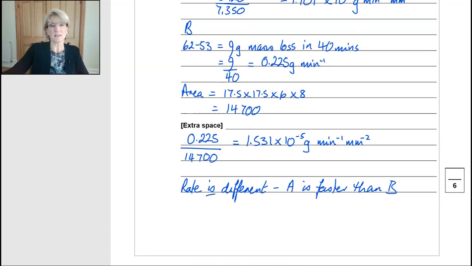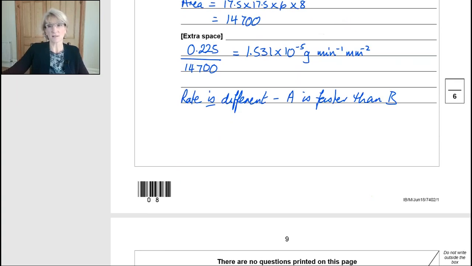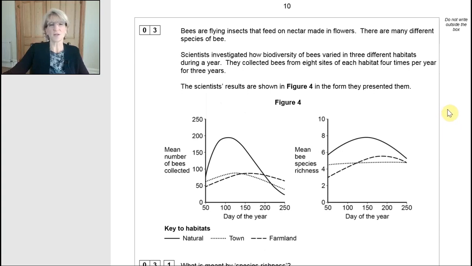Whereas B, the rate of loss was this. If we did the same scenario, now notice the rate of loss in B is the size of the area of the cubes, but it's times 8 because of course there were 8 smaller cubes. And this ends up showing that B is actually slightly slower than A, but you had to do the calculation to know it. I really didn't like this question very much.